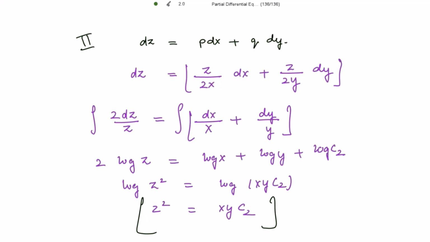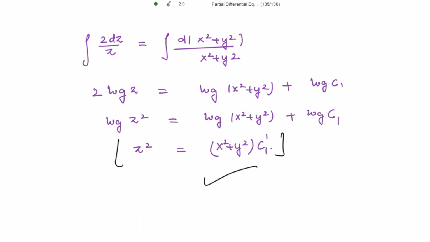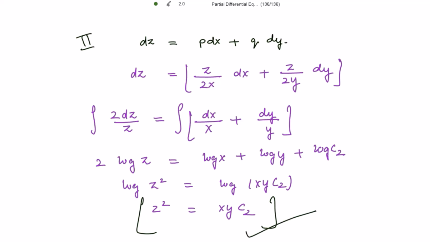So both these solutions are the common solution. This is the another common solution. So we have got two solutions. One is this and the second one is this for the given differential equations.